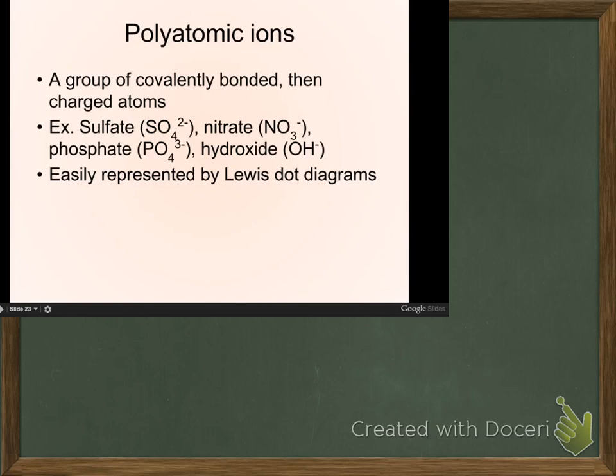This is not rocket science. Poly, more than one. Atomic, more than one atom. Ion, it's an ion made up of more than one atom. So sulfate is a great example, and we'll go ahead. Actually, you know what? Let's start off with a hydroxide. So hydroxide, you will use this a lot. OH, and it has a 1- charge. Okay? It's one of the most common polyatomic ions.